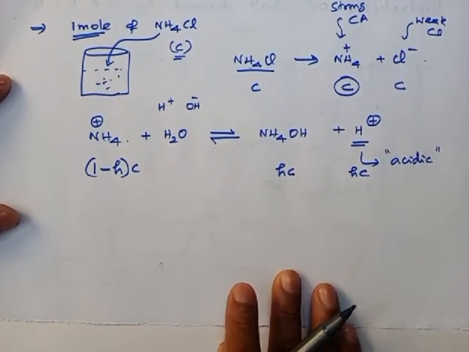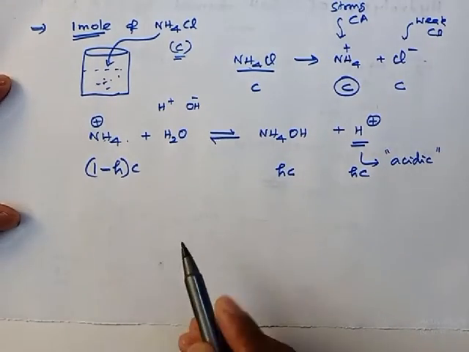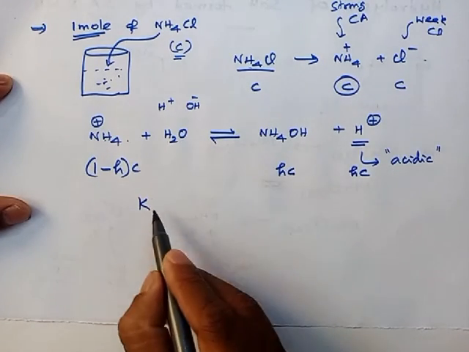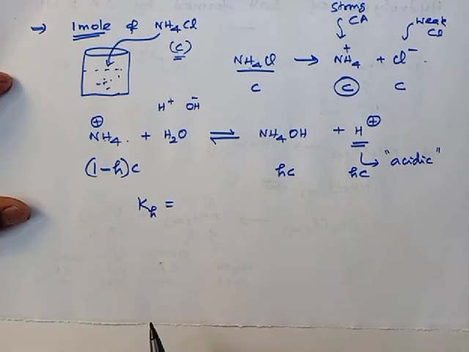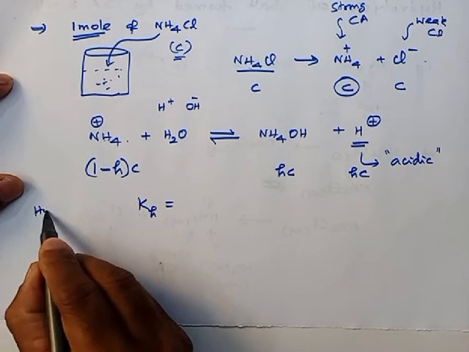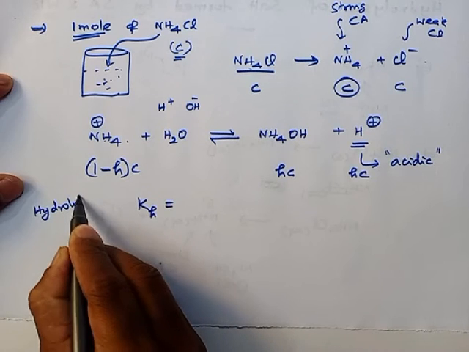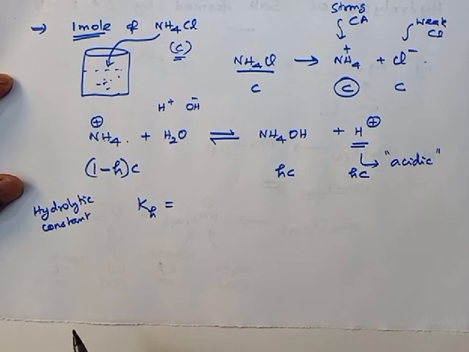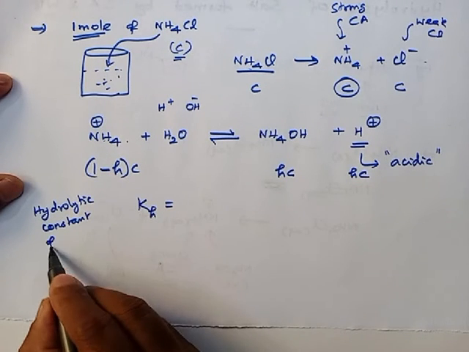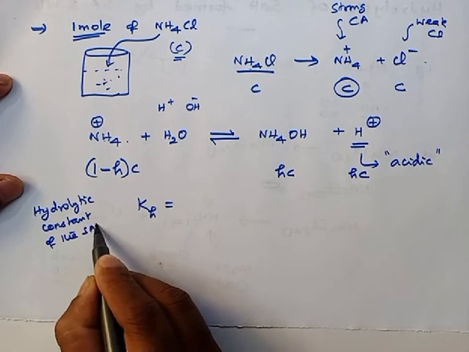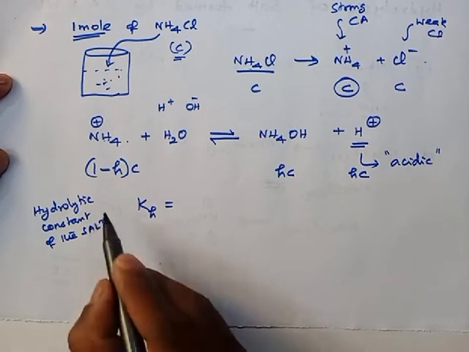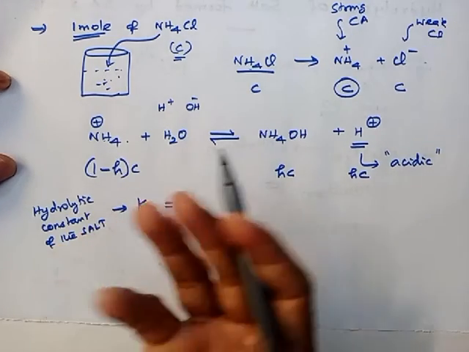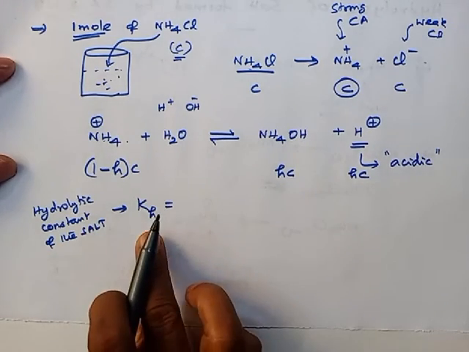Now, since there is an equilibrium, we can write the equilibrium constant. Water is involved, therefore I'll put directly Kh. What is Kh? Kh is nothing but the hydrolytic constant, the hydrolytic constant of the salt. How to write Kh? In this case, Kh is nothing but the equilibrium constant. What is the hydrolytic constant?